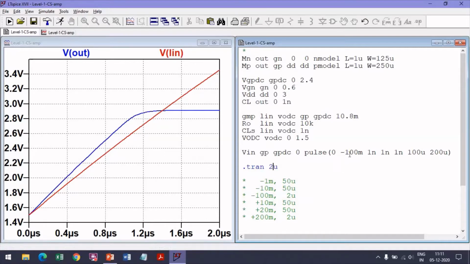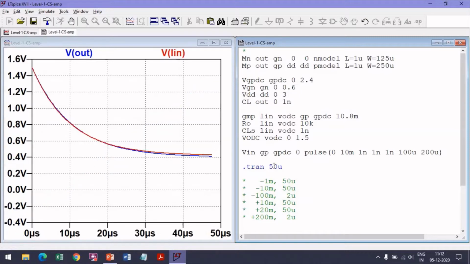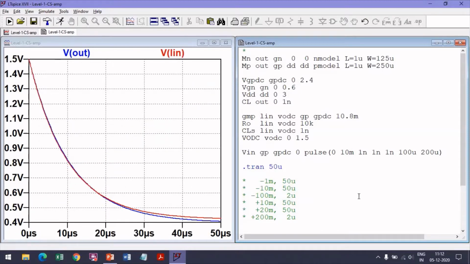All right, let us look at positive, so +10 milli, and I'm again going back to 50 microseconds, and let us see what this does. Now the step is positive, so the output voltage will decrease, and for a 10 millivolt step, the linearized and the actual are basically the same, with a slight difference, which is okay.